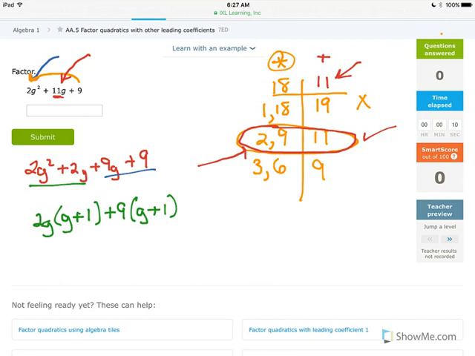So one of your factors is going to be the parentheses that repeat, so it's going to be g plus 1 multiplied by the two leftover terms that were factored out, so 2g plus 9. So that should be your final factored form.